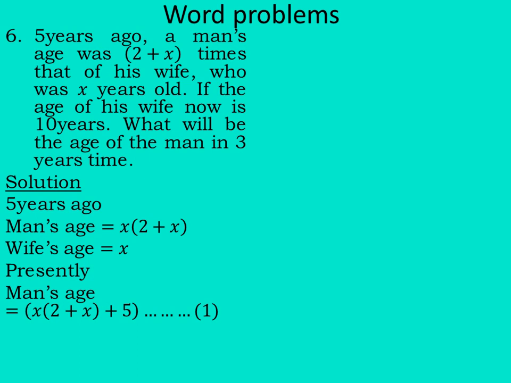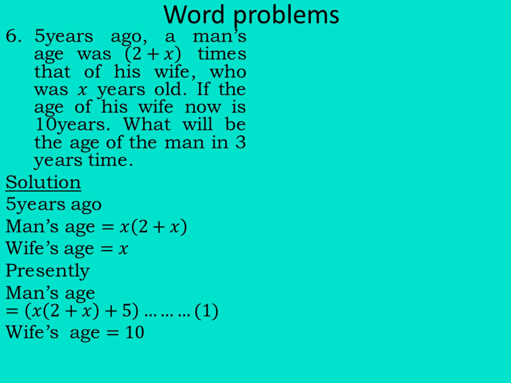Why are we adding 5? Because we want to talk about presently. The age of the man 5 years ago is x into bracket 2 plus x. So to know the age of the man presently, since that was 5 years ago, we just need to add 5. The difference between now and 5 years ago is 5. So that's why we are adding 5. We call that our equation 1.